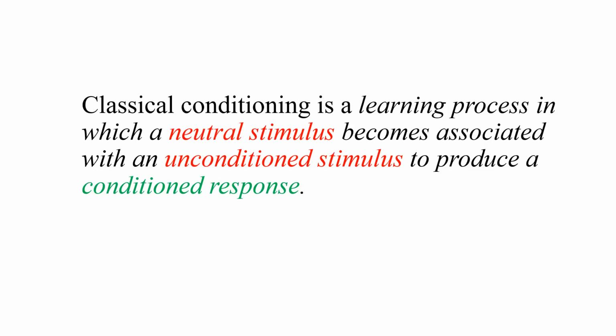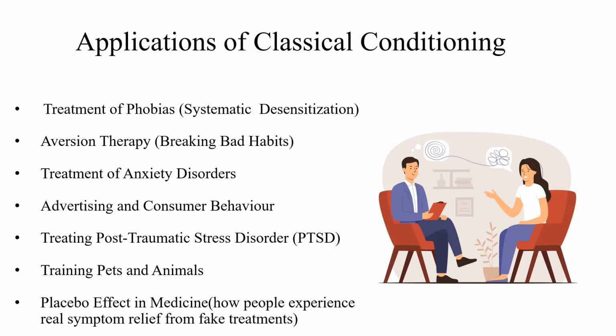So, classical conditioning is a learning process in which a neutral stimulus becomes associated with an unconditioned stimulus to produce a conditioned response. Let's see the applications of classical conditioning. Classical conditioning is used in treatment of phobias, where people are gradually exposed to their fears while pairing it with relaxation to reduce anxiety. And in aversion therapy, pairing an unwanted habit with something unpleasant to discourage it.